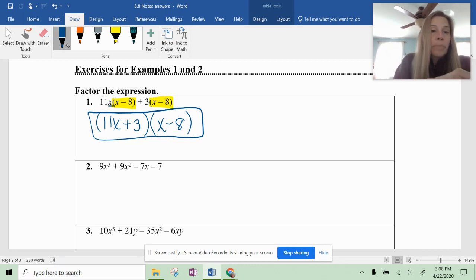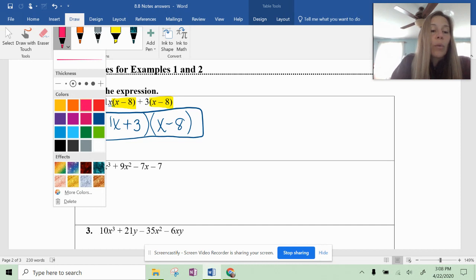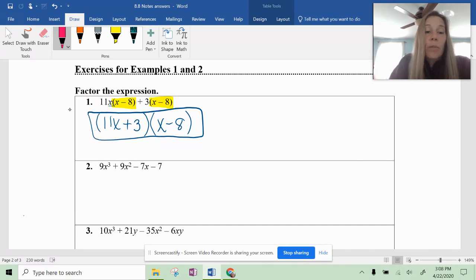All right, now the next problem does not have the binomials already factored out, so we have to do that step. So this is where we're going to look for those GCFs. Now, making sure it's in standard form first, which this one is, we have our 9x cubed, followed by our x squared, followed by our x, followed by our constant. So we group together the first two terms and then the second two terms.